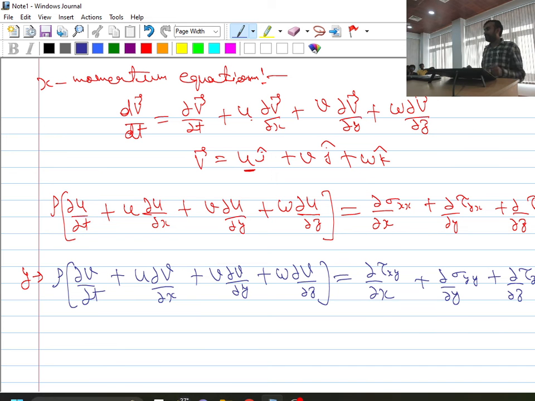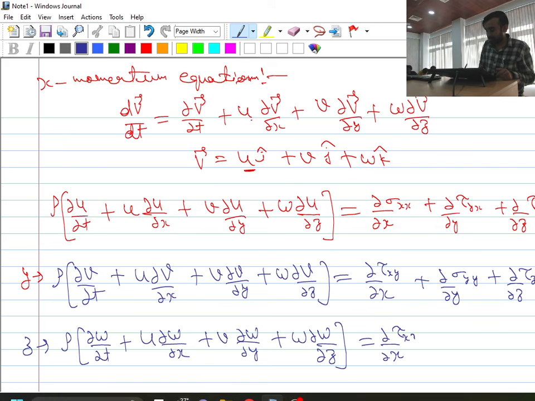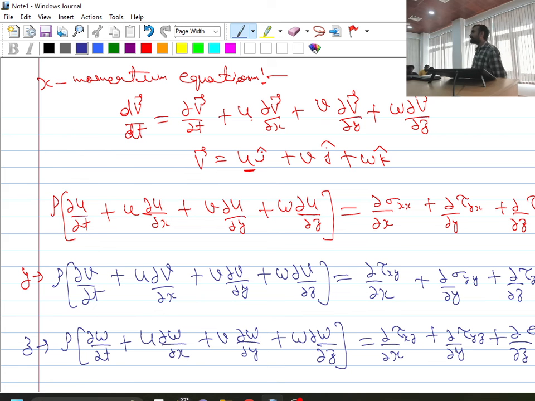And finally I will have the z momentum equation, plus tau xz. Up to this, is it clear? Does anyone have any doubts?